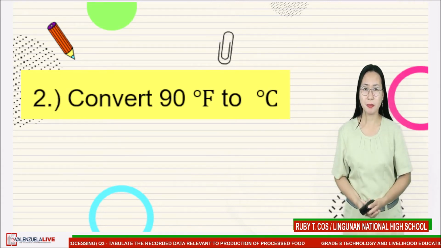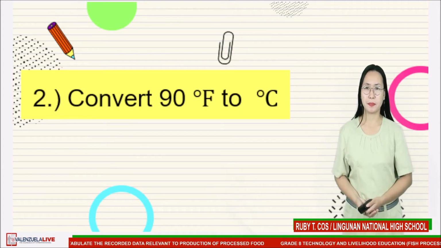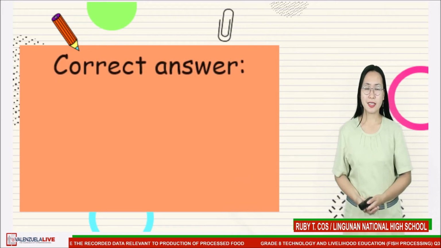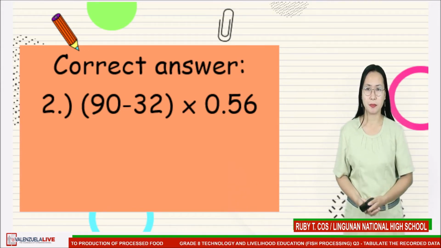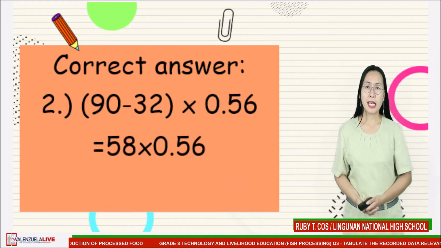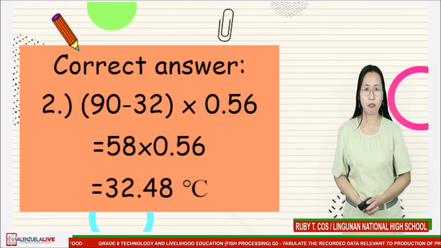Finished answering? Okay, let's check your work. The correct answer is 90 minus 32, which will be multiplied by 0.56. 90 minus 32 is 58. Multiplied by 0.56 will give an answer of 32.48 degrees Celsius.